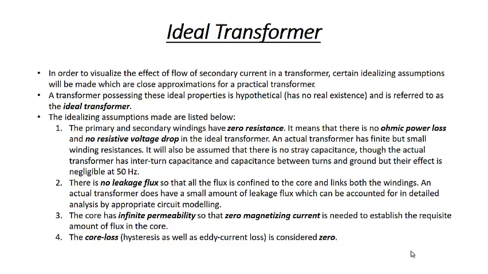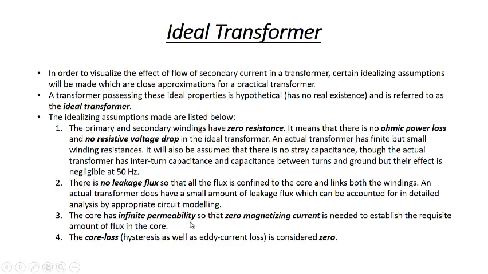Since in the previous lectures we discussed the leakage flux, here we assume that there is no leakage flux, so that all the flux is confined to the core and it links both the windings. An actual transformer does have some amount of leakage flux, which can be accounted for in detailed analysis by appropriate circuit modeling. So actually we take that into consideration when we discuss the transformer.